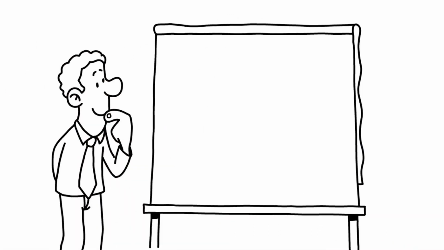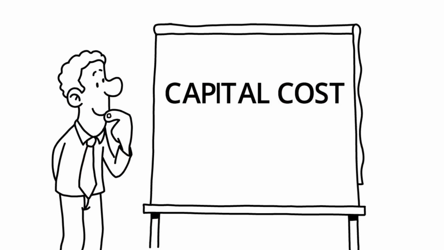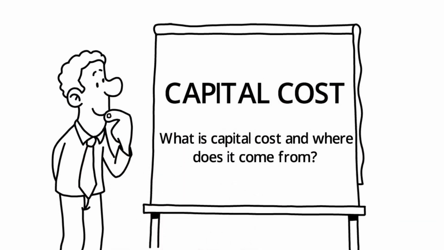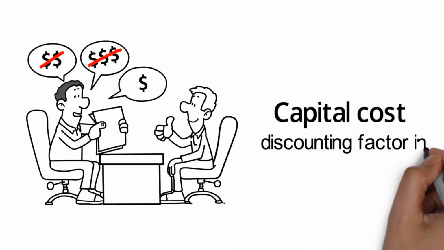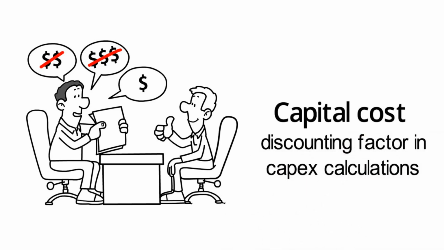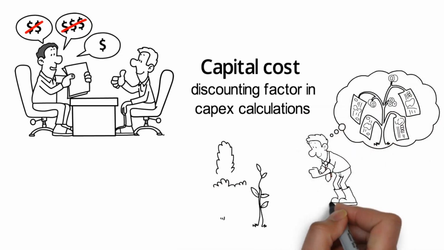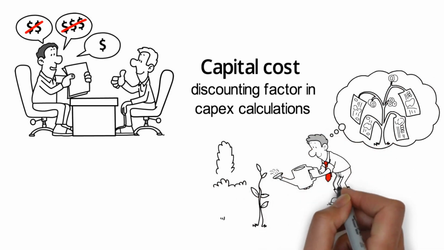Now we are going to talk about capital costs. The term capital cost has come up a couple of times, so let's talk about it a little bit. What is capital cost and where does it come from? Capital cost is the discounting factor in Capex calculations. We will define discounting soon, but for now, it is a way of turning future money into a value today. Something that you can understand today.